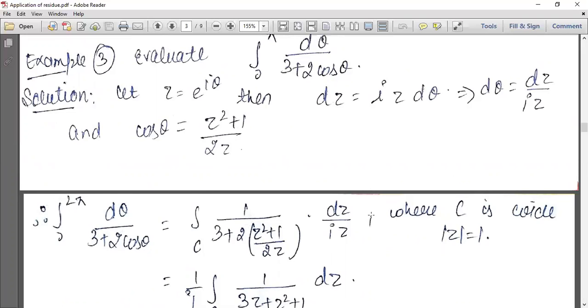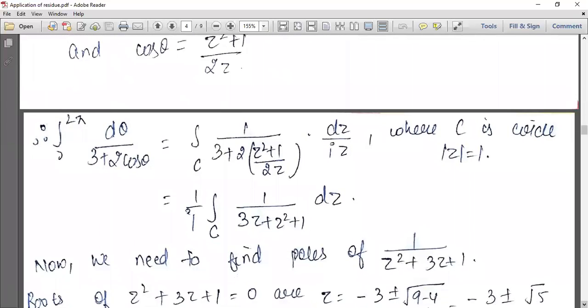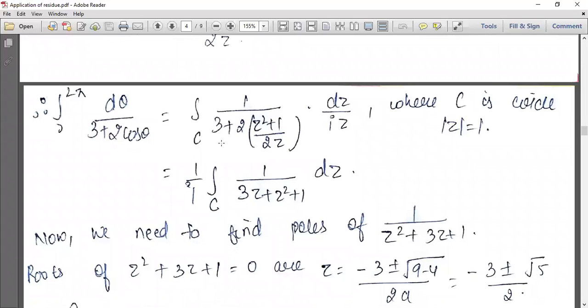Now I will give all the substitutions: replace d theta with dz by iz and cos theta with z square plus 1 divided by 2z. And your region of contour will change to the circle modulus z equal to 1 again. Just take the LCM, and this z will cancel. I have written 1 upon iota outside this, and my final integration will be this.